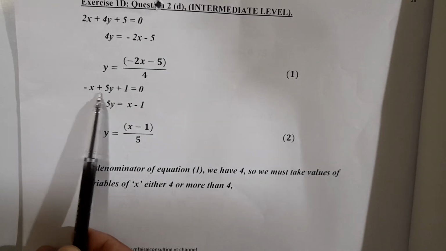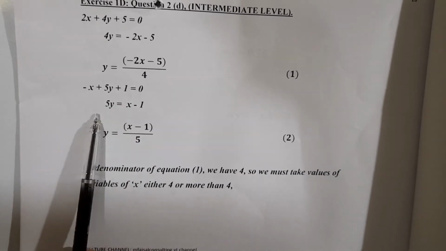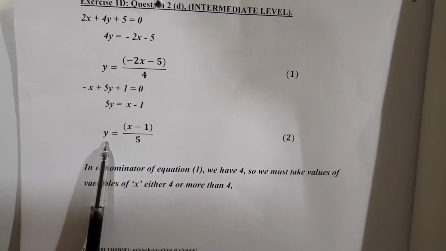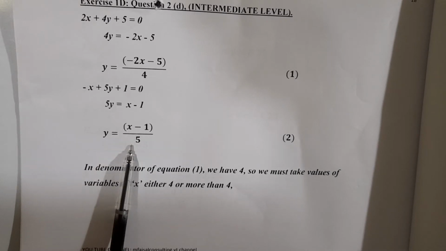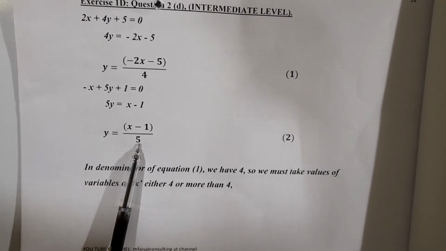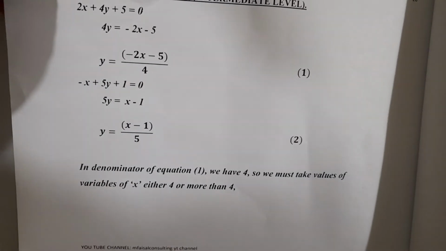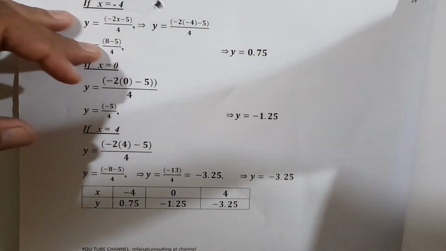We will be taking minus x and plus 1 to the right hand side of the equals sign. The equation becomes 5y is equal to x minus 1, or y is equal to (x minus 1) divided by 5. We will be taking 5 in the denominator. So we are having 4 in the denominator. We will be taking the values of x as minus 4, 4 and 0.